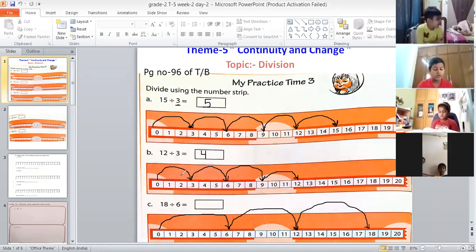Ashwita, tell me how many steps we have taken to reach number 18. Count these black color curved lines. Very good. That's the correct answer, children. We have taken 3 steps here. You can count these black color curved lines. How many? 3 steps. So we will write 3 in this box.